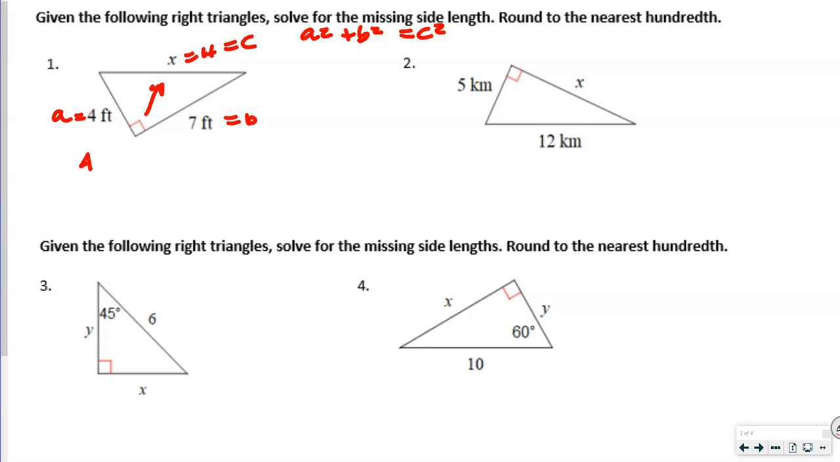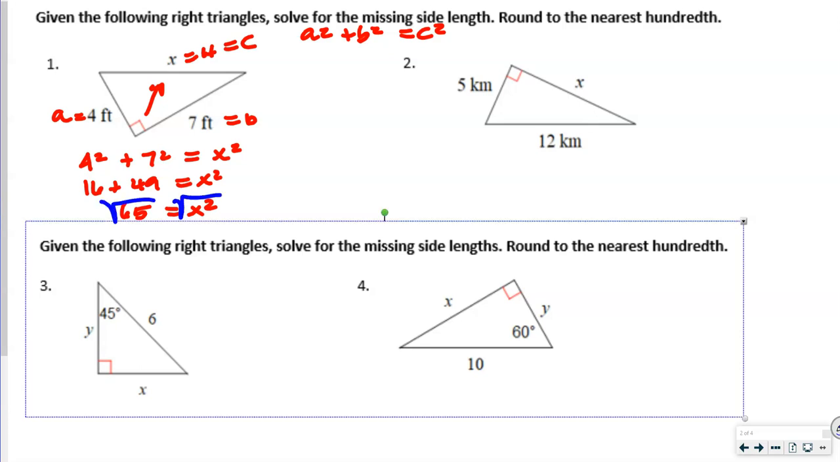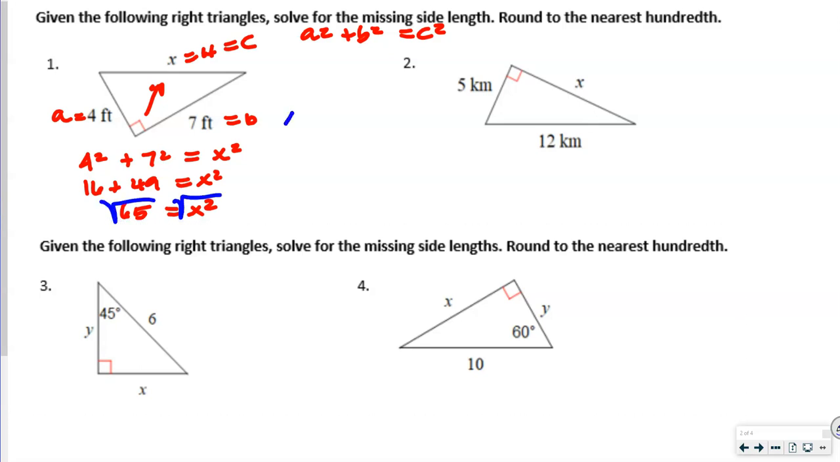So we're going to say 4 squared plus 7 squared equals x squared. That's going to be 16 plus 49 equals x squared. 16 plus 49 is 65. That's equal to x squared. And remember, we're going to take the square root of both sides here. So you're going to do second x squared in your calculator. For this problem, x is going to be equal to 8.06. It doesn't tell us to give it in simplest radical form here. It just tells us to round to the nearest hundredth, okay?